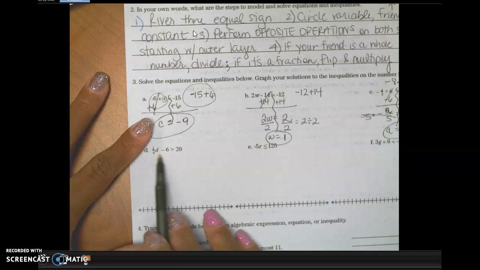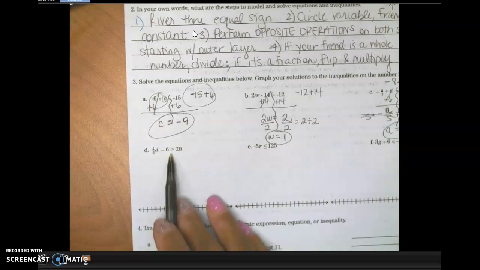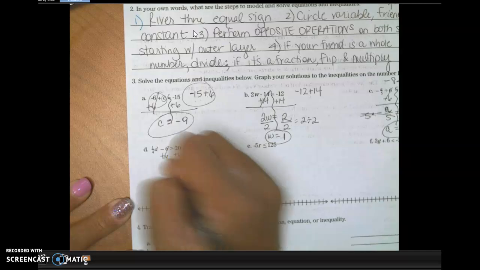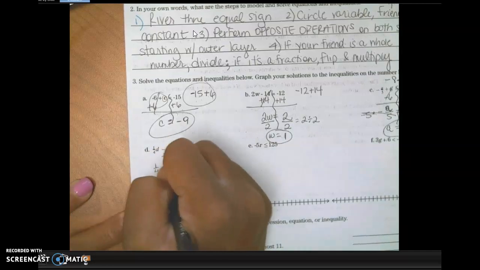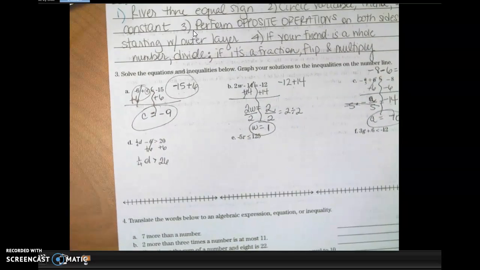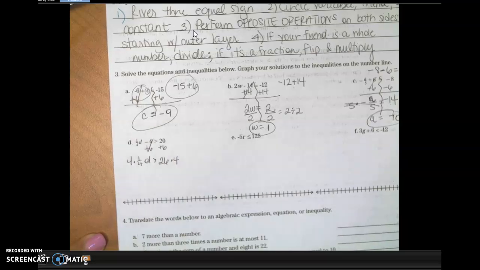Okay. Down here with the inequalities, I got another fraction. What do I do first? Same step. The only thing that's different is the inequality. Add 6 to both sides. 26 is greater than 1/4 D. What do I do with the D? I'm sorry, the 1/4. Multiply by what? Multiply by 4 over 1. Times 4, times 4. I don't need that over 1.